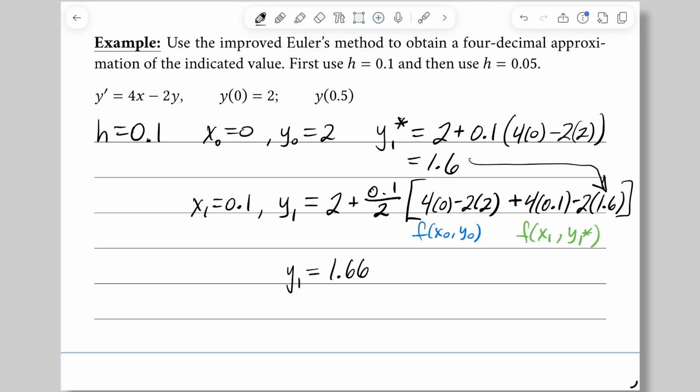What happens next is we use that to find y2 star. y2 star is going to be previous y value, so 1.66, plus step size times 4x1 minus 2y1. So that's 4 times 0.1 minus 2 times 1.66. That will go into the formula that we use to find y sub 2, and so on.